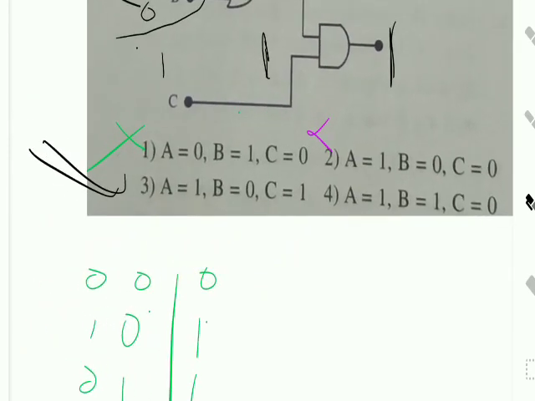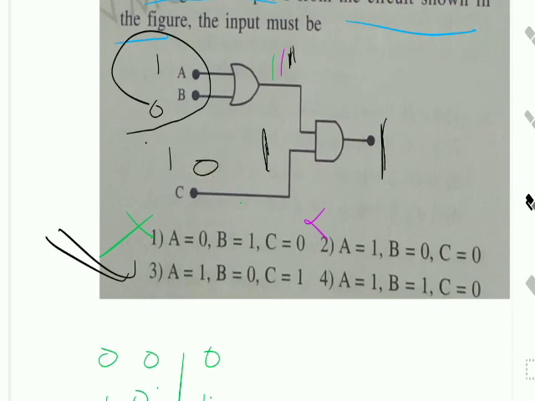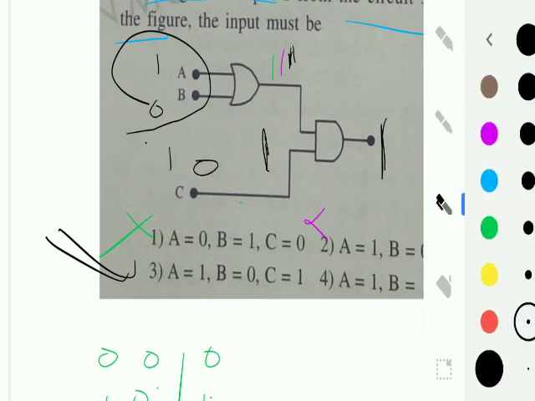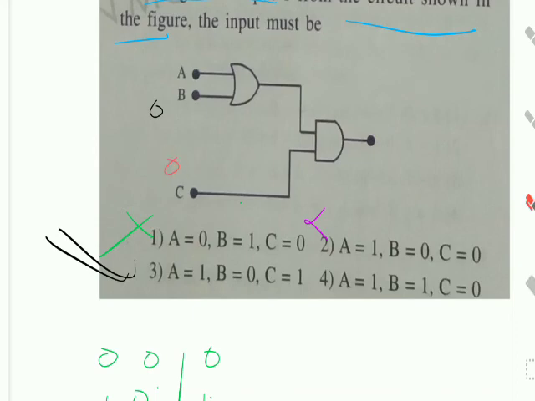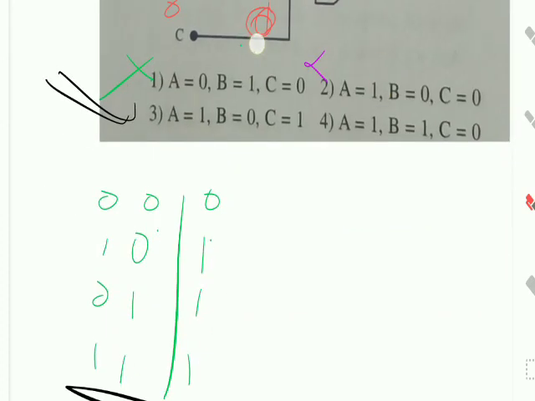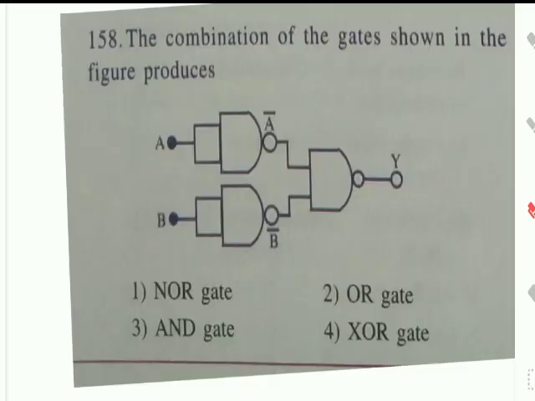Checking all, once check the fourth option also. C is equal to 0, A is equal to 1, B is equal to 1. So output 1 of OR gate, AND gate 1 0 is equal to 0. So our fourth one is also a wrong answer. Our answer is the third one.